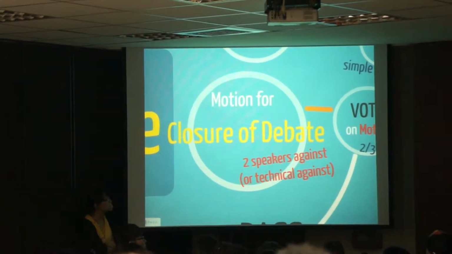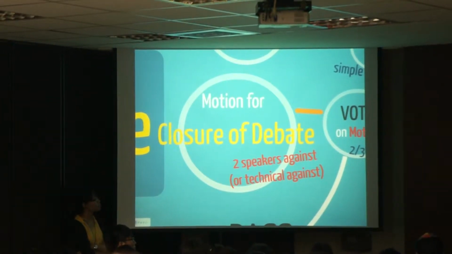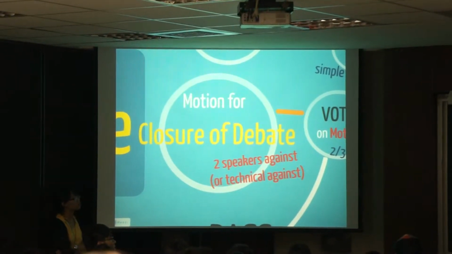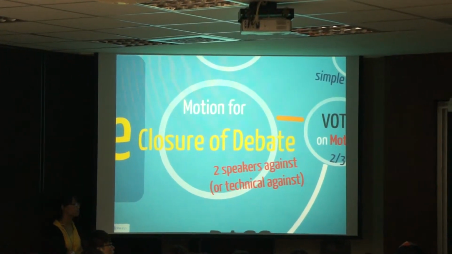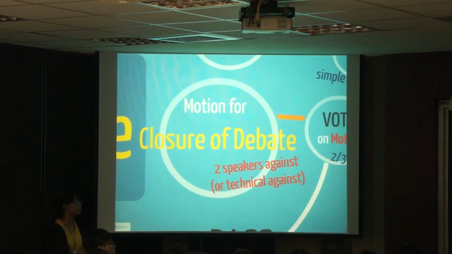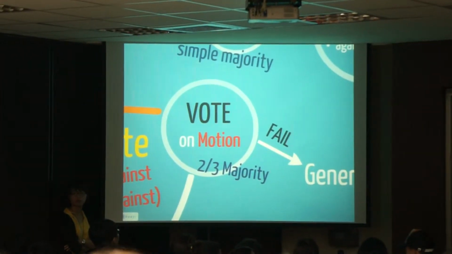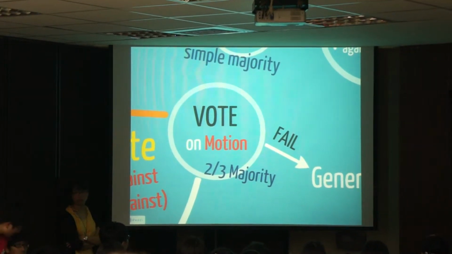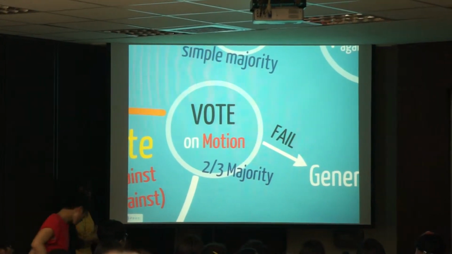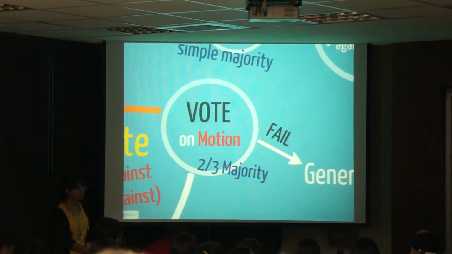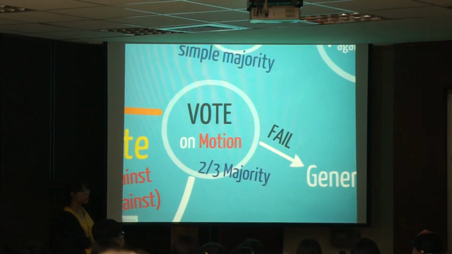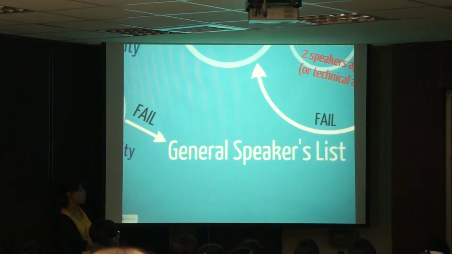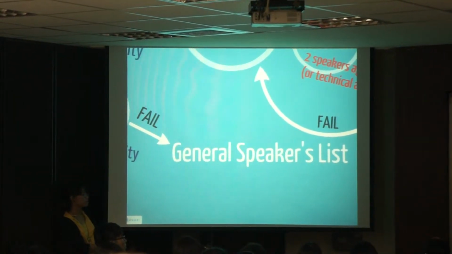When a delegate motions for closure of debate, it also requires 2 speakers against. If there is no delegate against, then you may also raise technical against. After the motion, you vote on the motion, and it requires 2/3 majority. This is really important because it's always 2/3 majority for any closure of debate. If it fails, then you will go back to general speakers list and keep discussing.